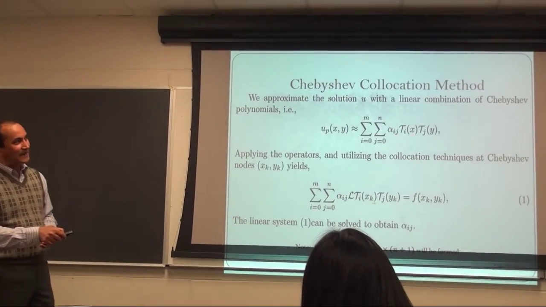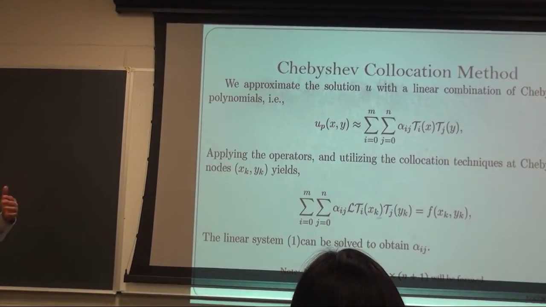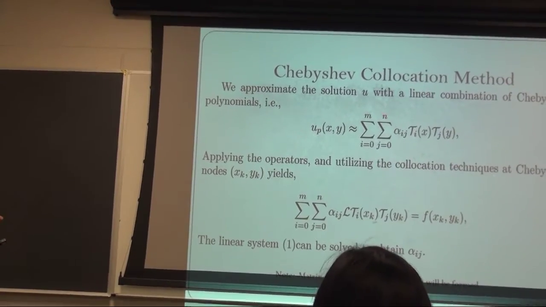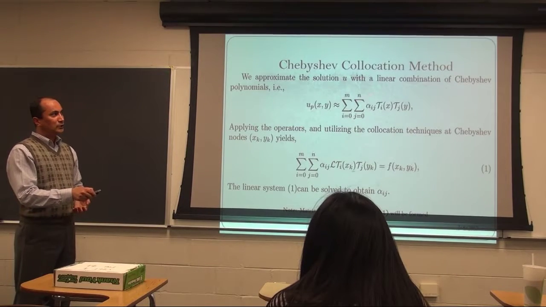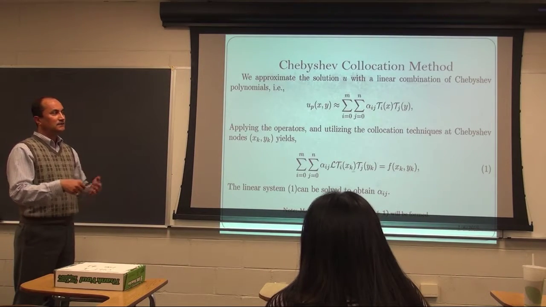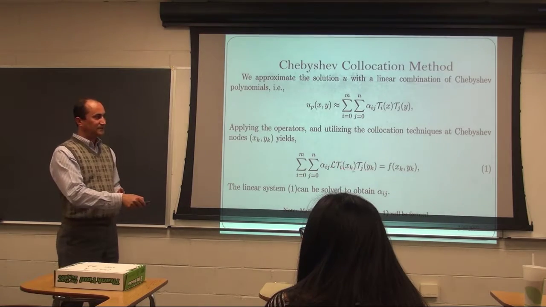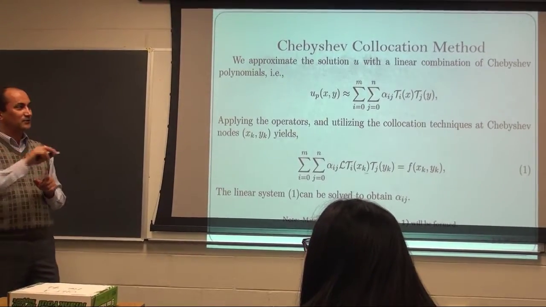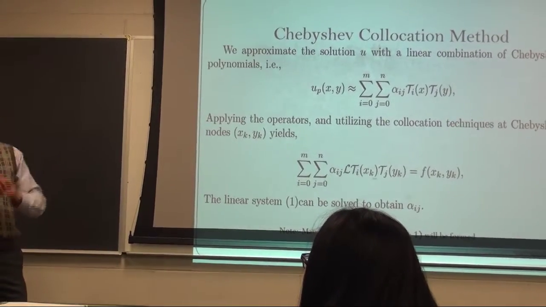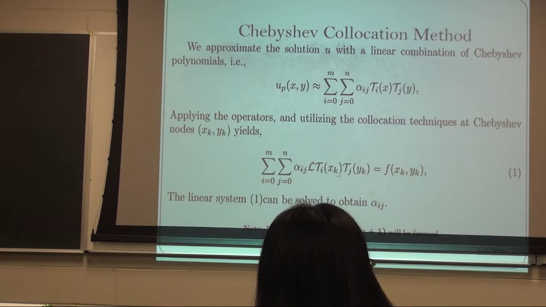I just wanted to show you how we actually use this method. Basically, this Tx and Ty represent the Chebyshev polynomials, and we approximate the solution U with a linear combination of the Chebyshev polynomials. When you apply the operators, take off the partial derivatives here, that's what we call the collocation method. We collocate on the points inside the boundary and the domain with the Chebyshev nodes, and we get the linear system.